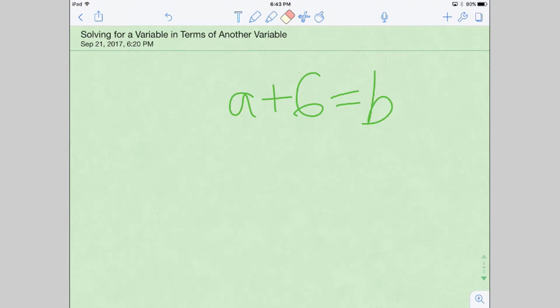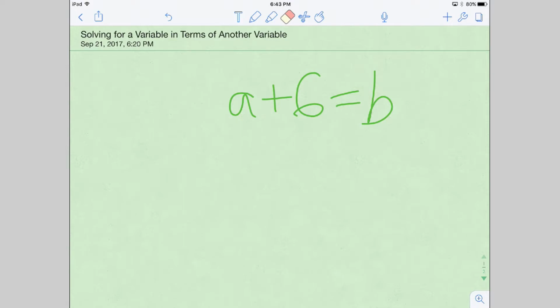Like if a is 0 and b is 6, then 0 plus 6 is 6. Or if it's 1 and 7, or 2 and 8, or 1,000,000.5 and 1,000,006.5, there are infinitely many pairs you can do. So you can't solve for a numerical value of both of the variables.